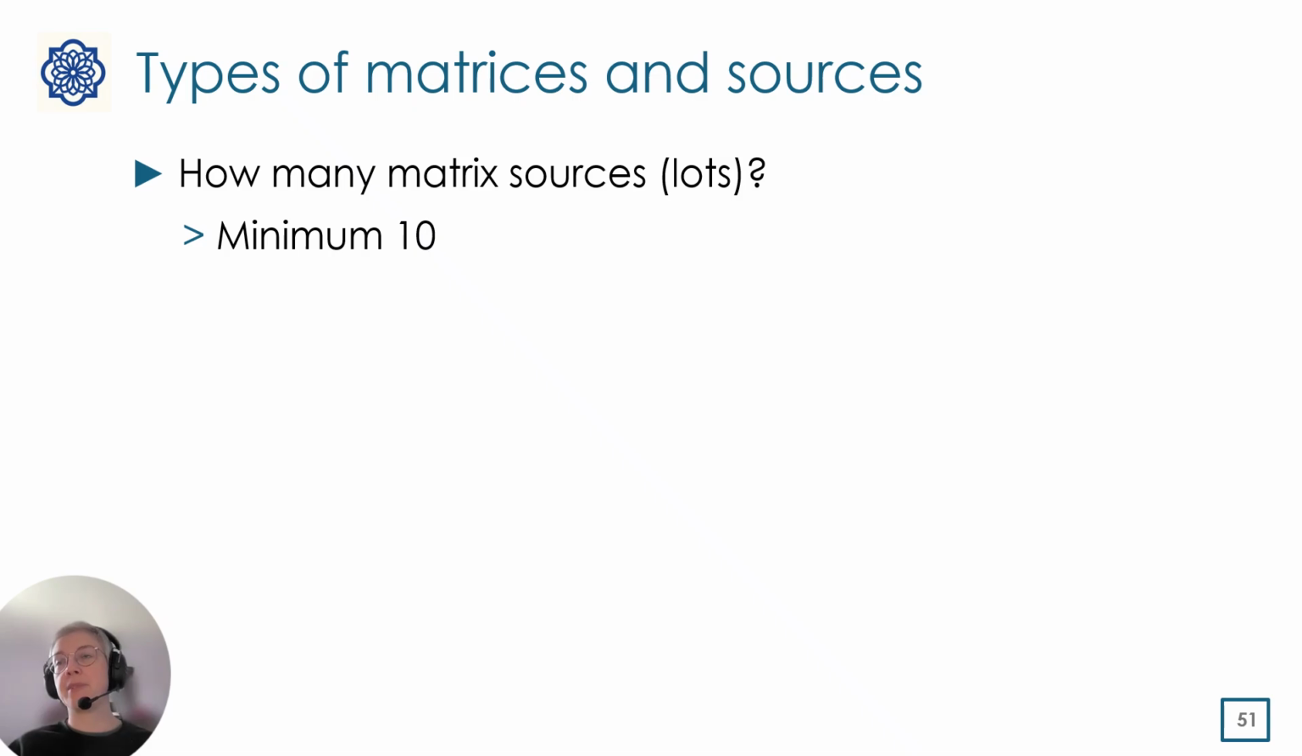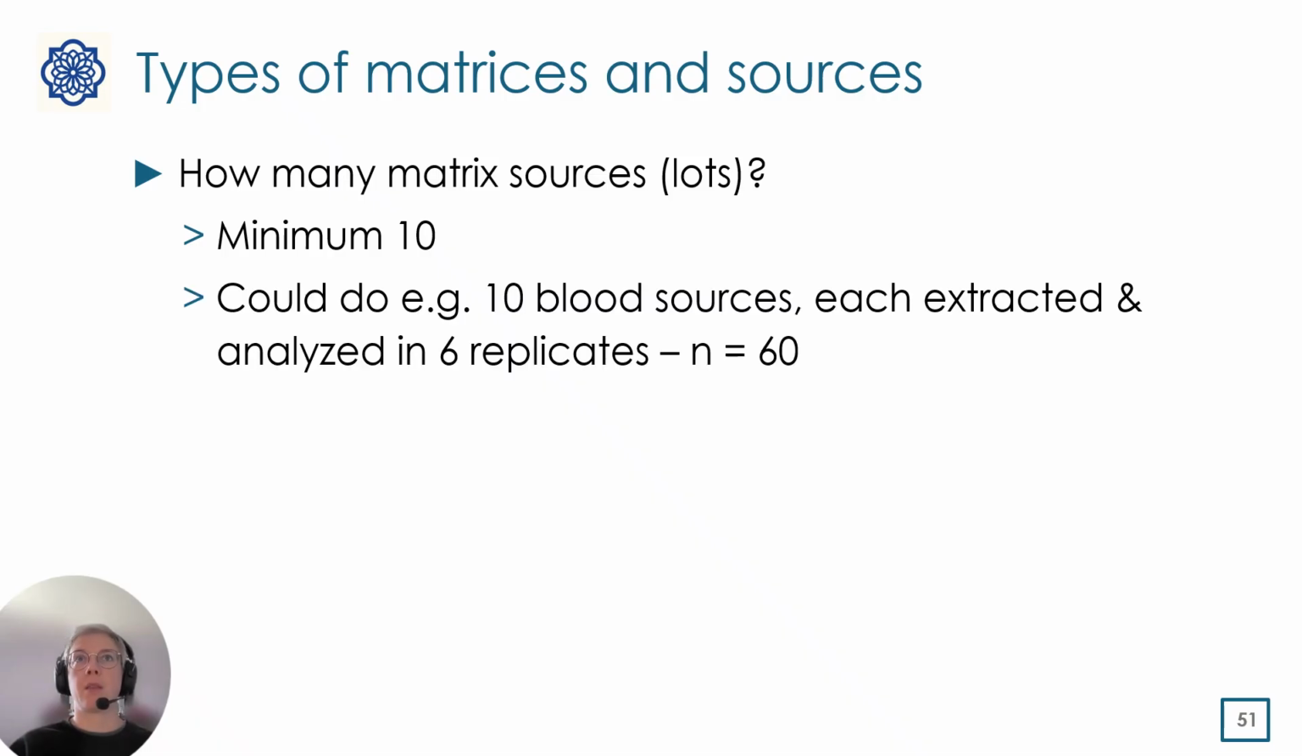And so here ASB 036 is going to mandate a minimum of 10 matrix sources. You could do, for example, 10 blood sources that are each extracted and analyzed in 6 replicates, right? So mind you, it's not injection replicates, it's really extraction and analysis replicates. And that way you could get to your 59 or 60 number of samples that is mandated for a 5% false result rate at the 95% confidence level.